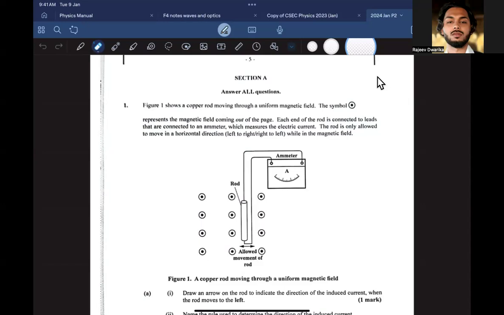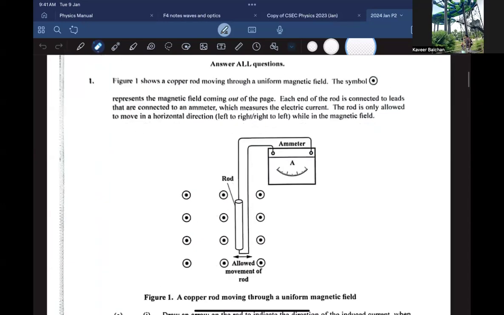Right? So Justin, just get ready to put your camera on because I'll have to show you how to do Fleming's right hand rule. Okay? Yeah. So give the question a read for me.